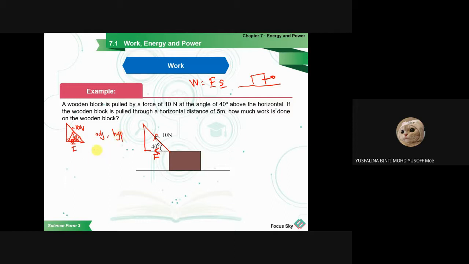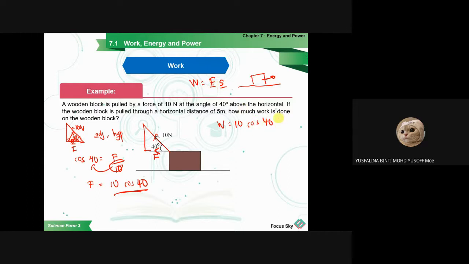So you should use cos. Adjacent over hypotenuse, cos. So cos 40 equals adjacent, which is F, over hypotenuse, which is 10. So how to find F? This one is divide, so you change it here to multiply. So F equals 10 cos 40. That's how you find F. After that, you can put it in the formula. What is F here? F is 10 cos 40.